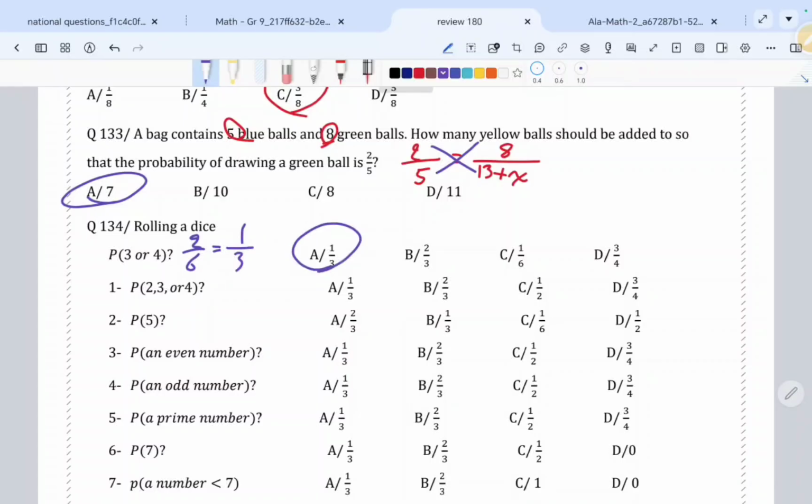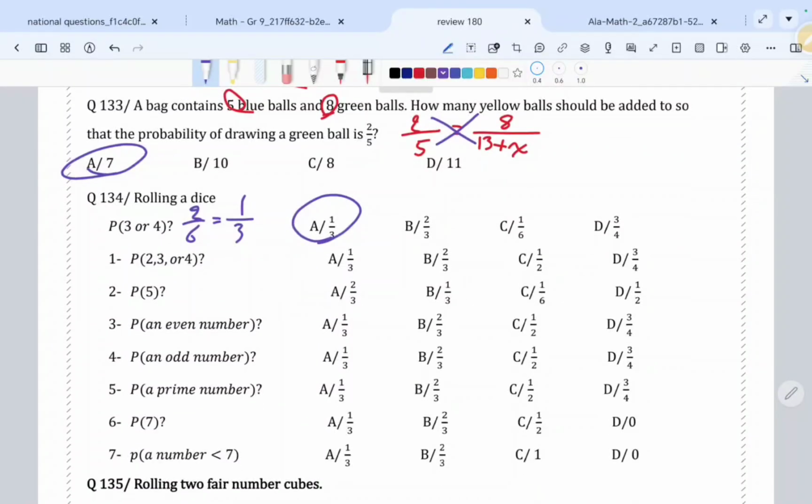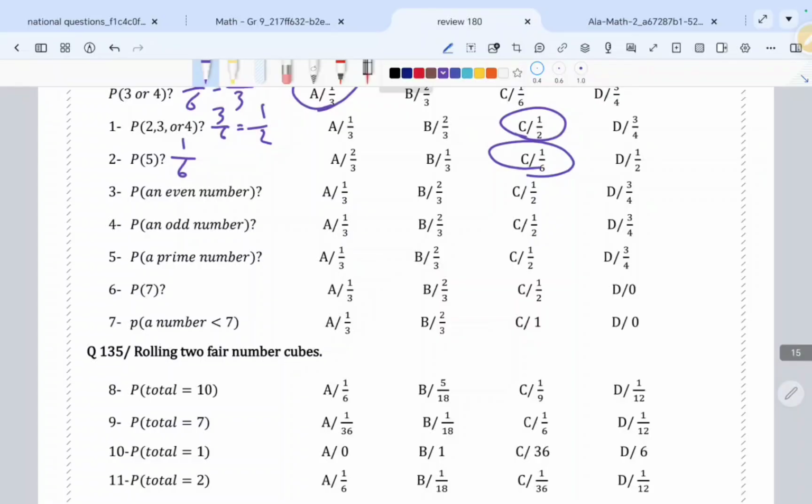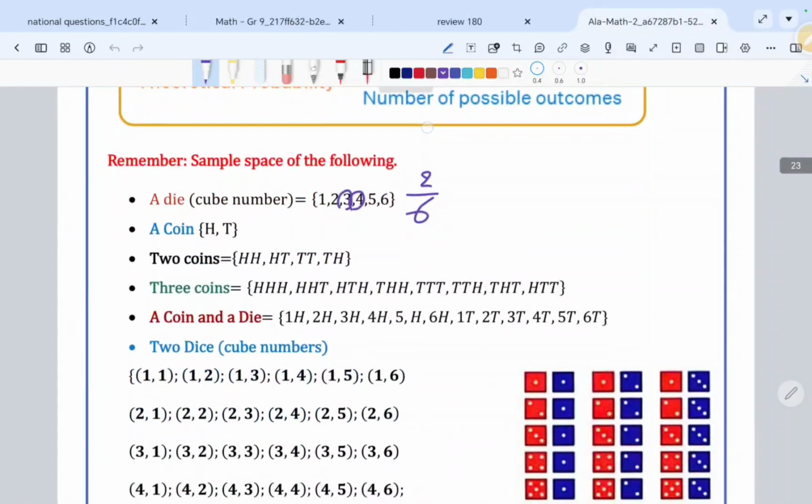So A is correct. Probability of 2, 3 or 4 will be 3 out of 6. 3 out of 6 is 1 out of 2. So C is the correct answer. Probability of 5 is 1 out of 6. C is the correct answer. Even number, look.